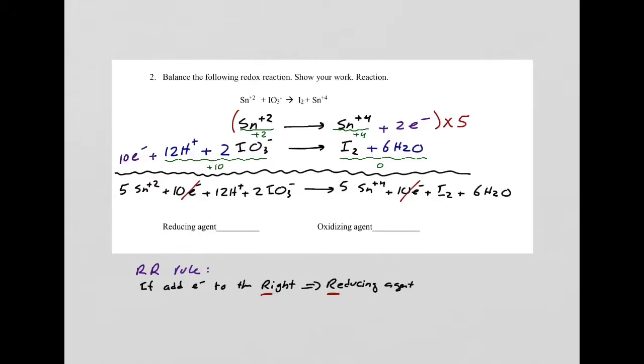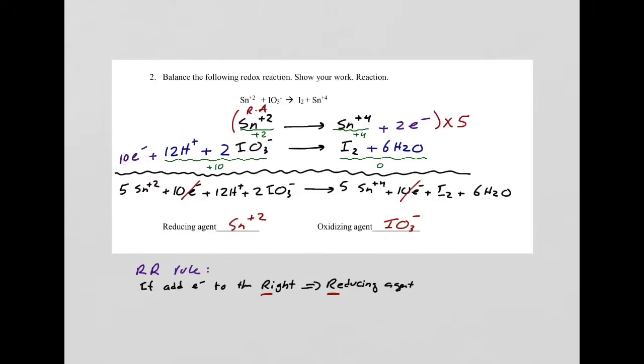If you add electrons to the right, which equation do we add electrons to the right? Bottom, we add it to the left. The top equation, we add electrons to the right-hand side. So you add electrons to the right, that means this is my reducing agent. So my reducing agent would be Sn+2, which means the other one, the iodate, is going to be my oxidizing agent. So far, so good. So that was the shortcut.